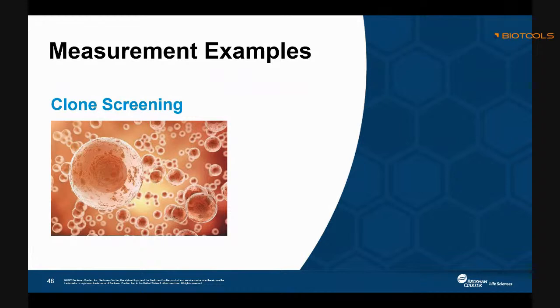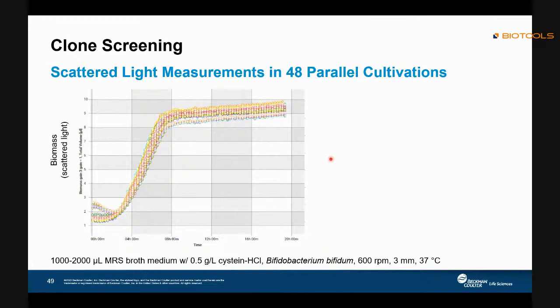So a little bit about the measurement examples. I'm not going to give you very detailed information. If you want the detailed information, you can contact us. But just to let you know, like the clone screening, this is some of the data from the scattering light measurement of the 48 parallel cultivations. This is more or less the same method. We can compare the different data in 48 different wells, and we can see that the data is quite similar. That means this system can give you very good reproducibility in your cultivation.